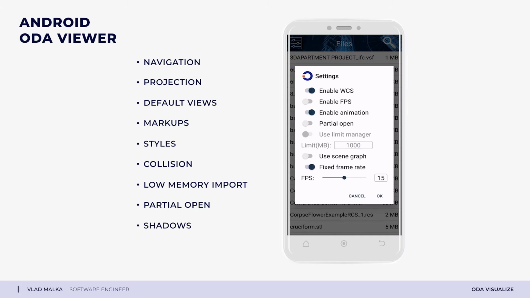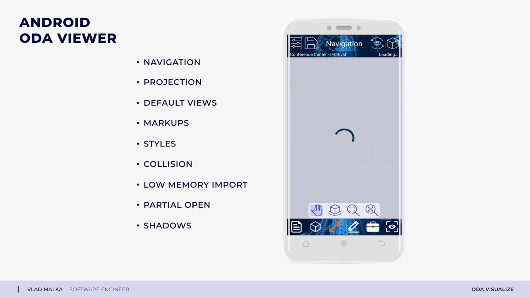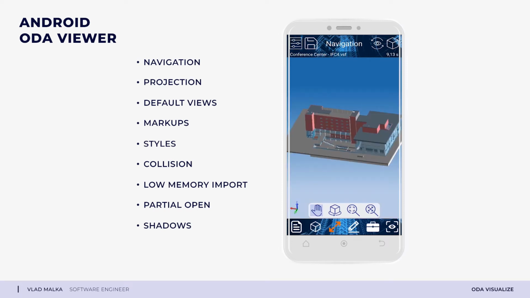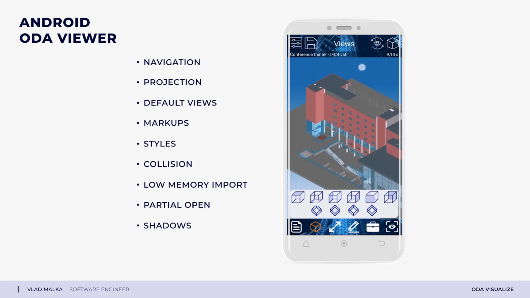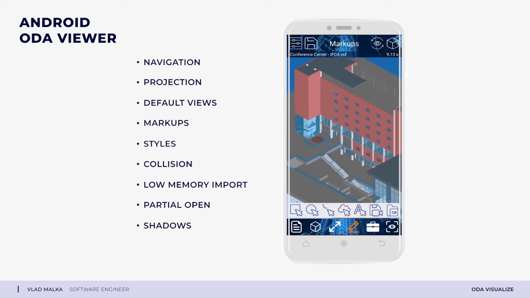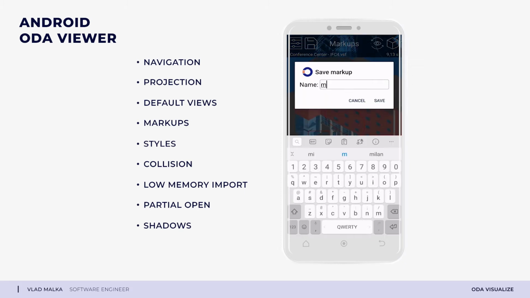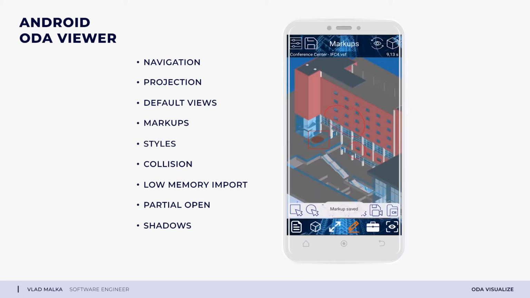Android ODA Viewer is a native Android application developed using Visualize SDK. Let's look at the main features. The navigation panel contains navigation actions such as pan, orbit, zoom extents, and zoom window. The projection button allows changing the projection of the camera to parallel or perspective. The views panel contains predefined orthographic and isometric views for the camera. The mockups panel allows creating 5 types of mockup objects: rectangle, circle, handle, cloud, and text mockups. It is also possible to save created mockups and then load saved mockups.